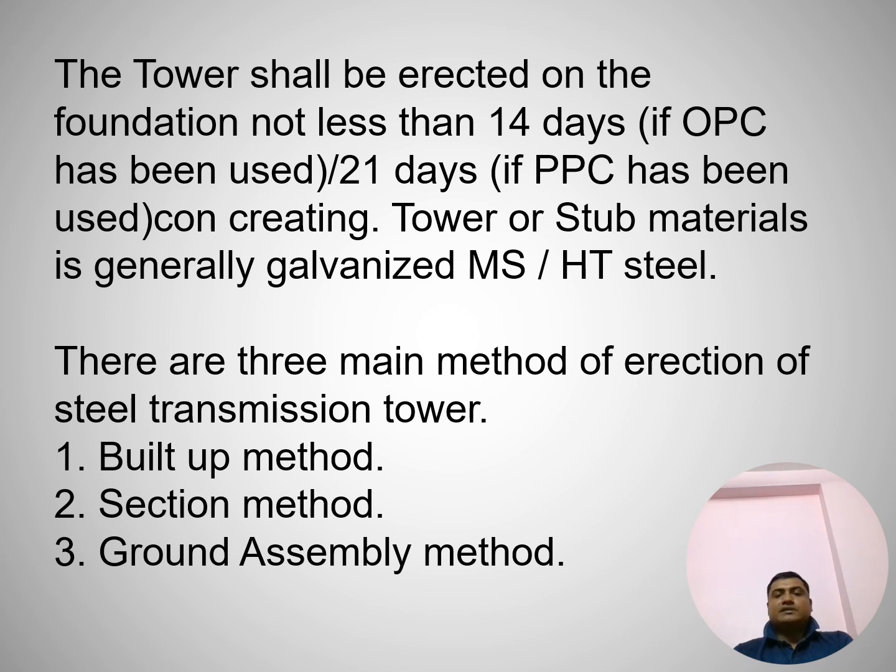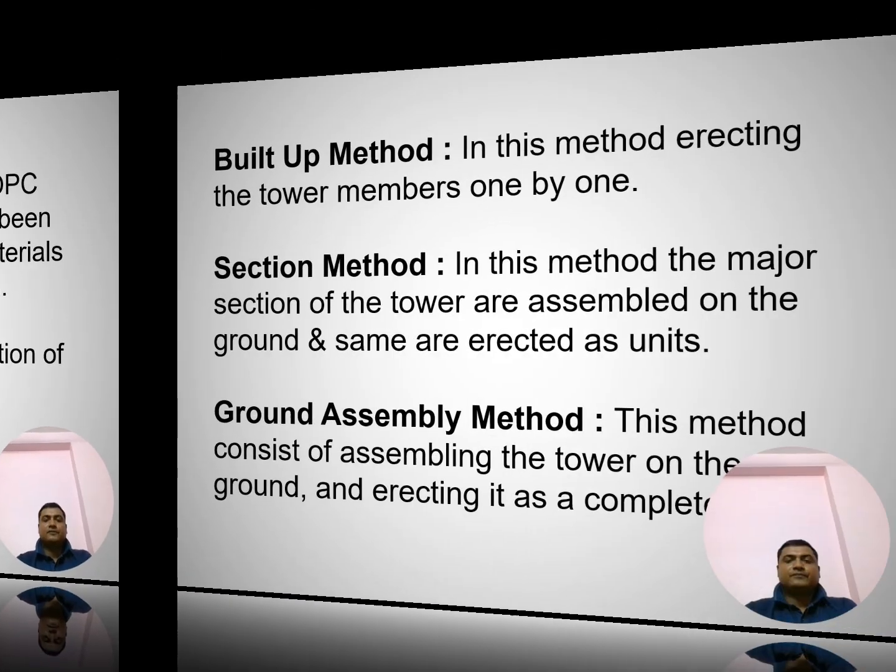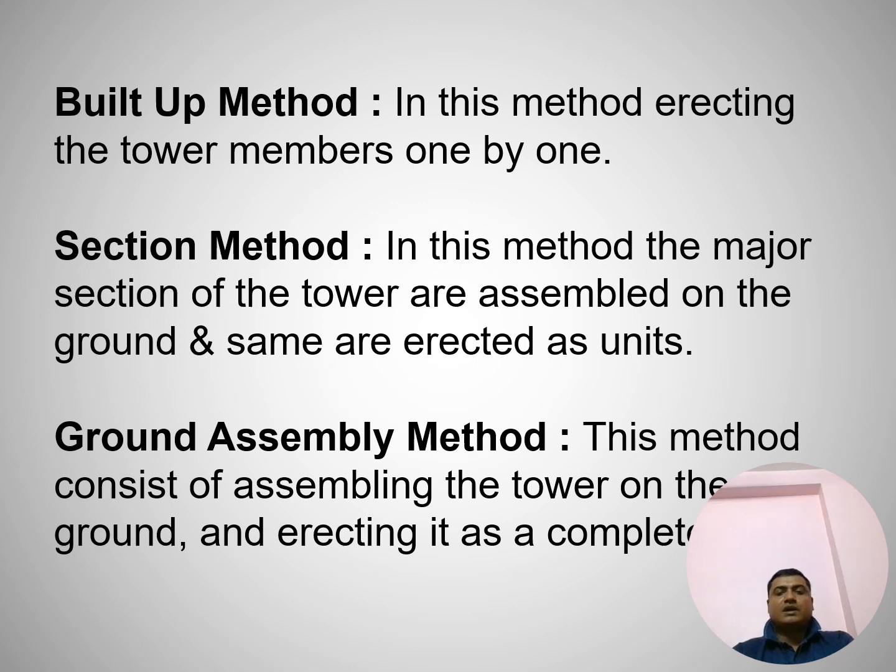टावर और स्टब मटेरियल जनरली GI का होता है और HT स्टील, MS और HT स्टील डिपेंड ऑन द स्ट्रेंथ. तो टावर जो इरेक्शन होता है, तीन टाइप में इरेक्शन करते हैं. एक बिल्डअप मेथड, एक सेक्शन मेथड और वन इज ग्राउंड असेंबली मेथड. तो बिल्डअप मेथड में 1 बाय 1 मेंबर को हम लोग स्टब फाउंडेशन हो जाने के बाद नट बोल्ट से टाइट करके इरेक्शन करते हैं.